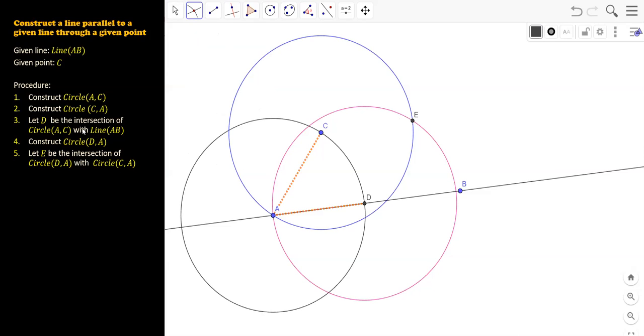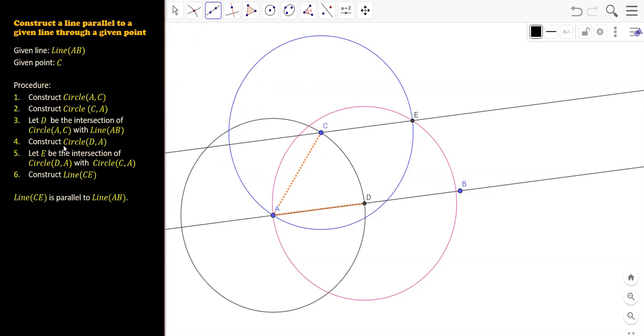And then what do we do with point E? Well, we construct a line through C and E. So I'll do the full line that goes all the way through them, through CE, and there's our second line. And this line is parallel to line AB.